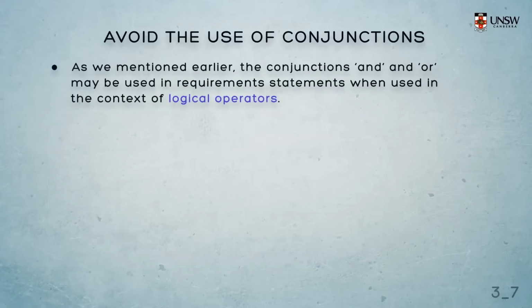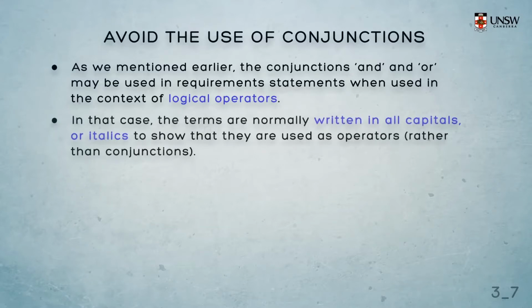Despite the fact that they introduce ambiguity, as we mentioned earlier, there may be times when we need to state logical requirements that require us to use the conjunctions "and" or "or." So conjunctions may be used in requirement statements when used in the context of logical operators. In that case, however, the terms are normally written in all capitals or italics to show that they're used as operators rather than as conjunctions. So we might write AND in capitals or "and" in italics, OR in capitals or "or" in italics.